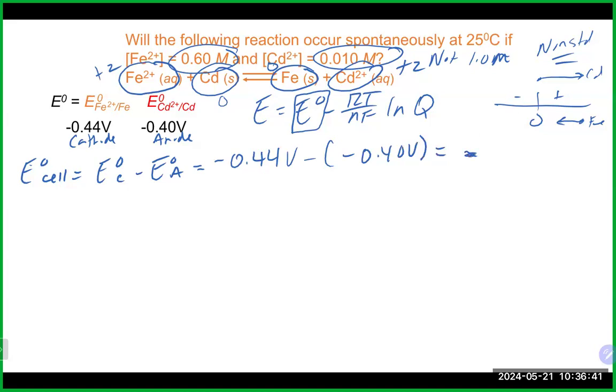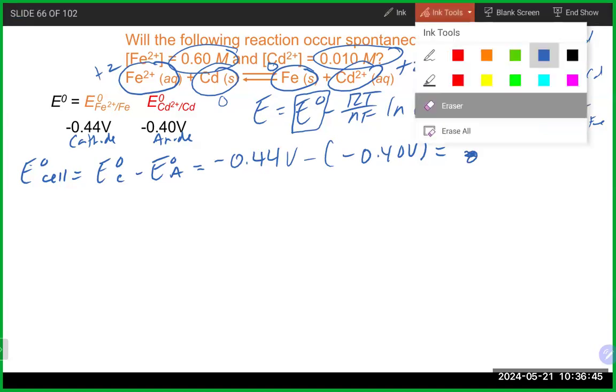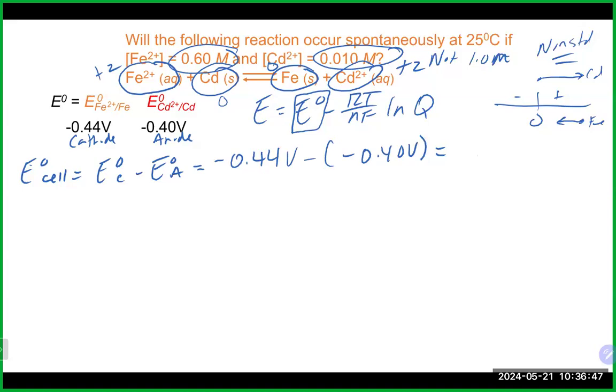That's going to get me here a negative 0.04 volts. So under standard conditions, is this cell spontaneous? Is the reaction spontaneous?